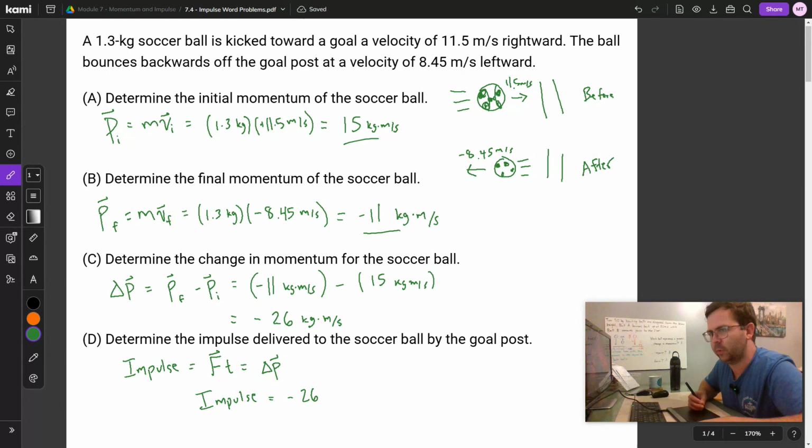Now, there is another unit that we've talked about before. Usually for impulse, we write it in terms of force and time, which is newtons times seconds. And so you can write this in two different ways. You can say Newton seconds for your unit, or you can stick with just the standard momentum units. Either one is fine. So both of these answers are the same thing, negative 26 Newton seconds or negative 26 kilograms times meters per second. So that's one problem. We'll look at some more in some future videos.